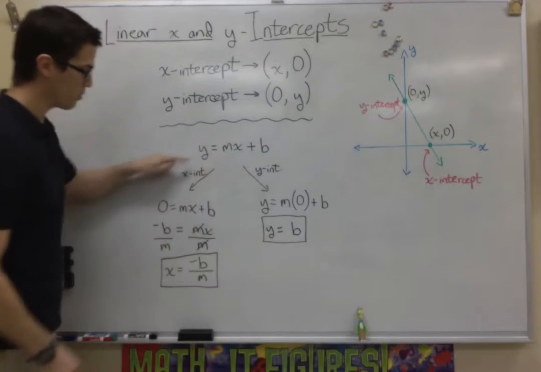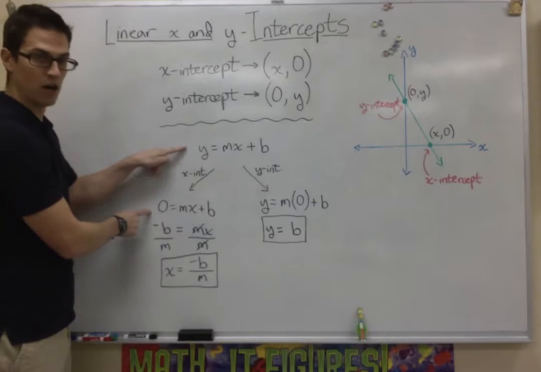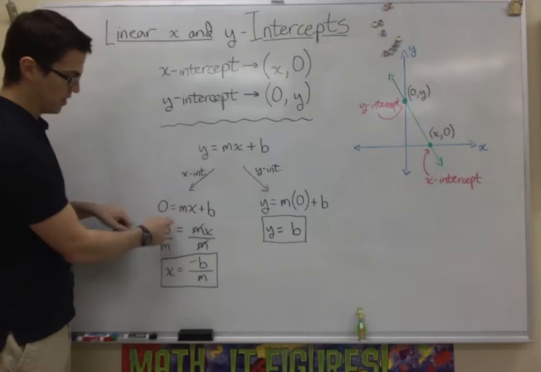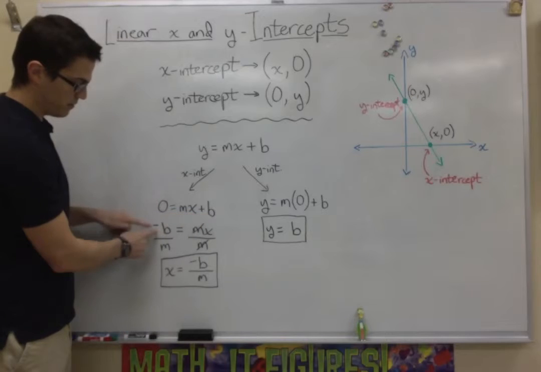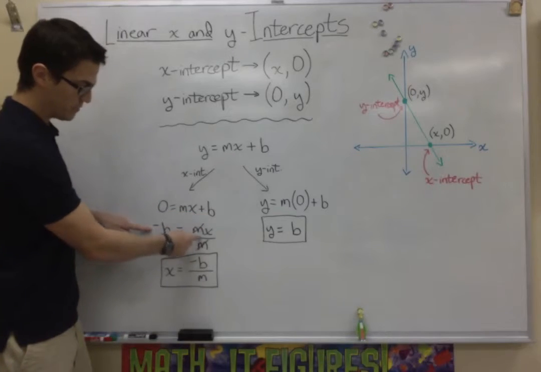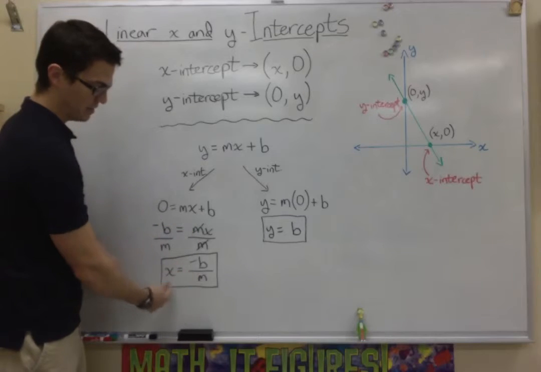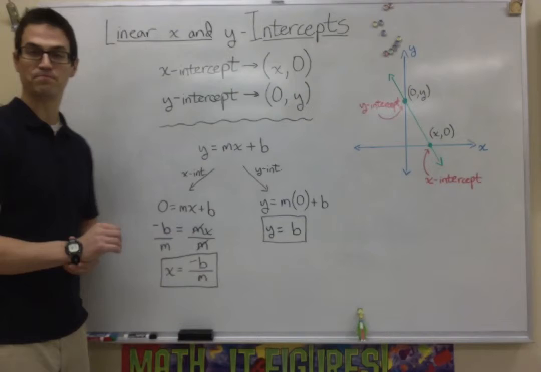Here's slope-intercept form. So for the x-intercept, as you can see, for the y, I plugged in the 0, and then I solved for x. So I put in 0 here. I subtracted b from both sides. I have negative b equals mx. I divided both sides by the m to get x by itself, and I solved for x, and it's equal to negative b over m.